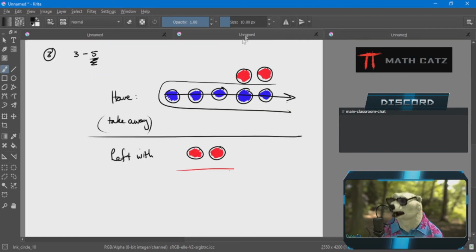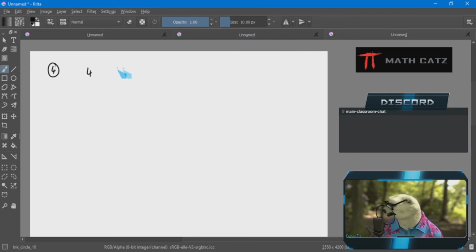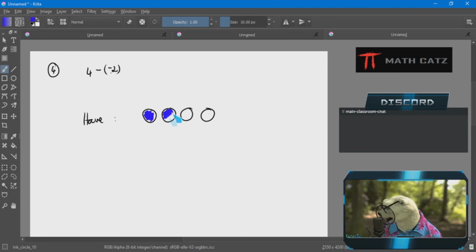4. Oh, I keep forgetting to write the answer. This is terrible. -2, obviously, right? 4 minus -2. Okay, so I have 4 chickens on my farm. The first number tells me what I am starting with. I'm starting with 4 chickens on my farm.